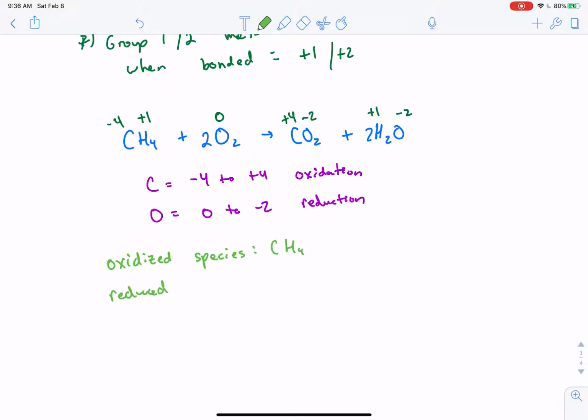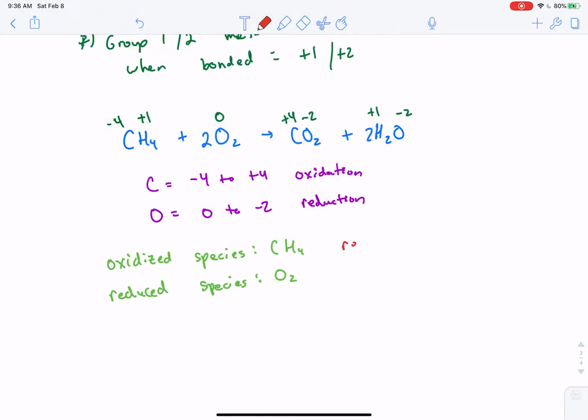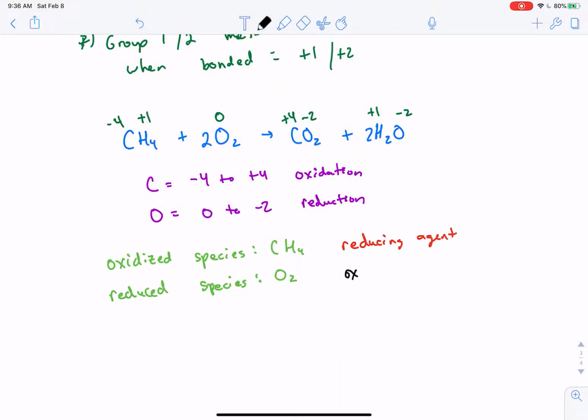And the reduced species is O2, which is then our reducing agent and our oxidizing agent.